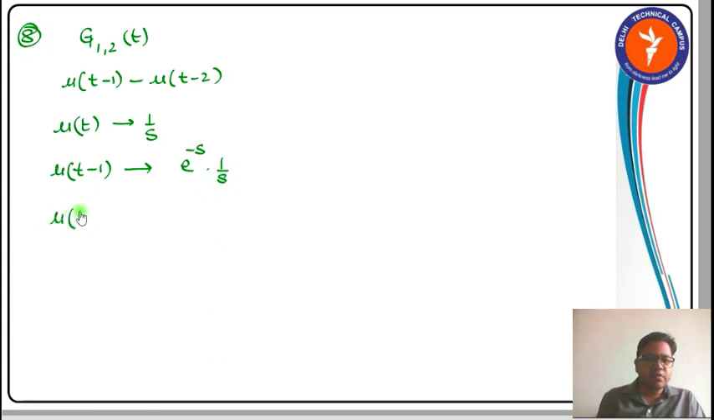Similarly, the Laplace transform of u of t minus 2 would be e raised to power minus as, and a over here is 2, so I will multiply it with e raised to power minus 2s into 1 by s. So now putting these two into this, I will get e raised to power minus s into 1 by s minus e raised to power minus 2s into 1 by s. So this is the Laplace transform of this signal.